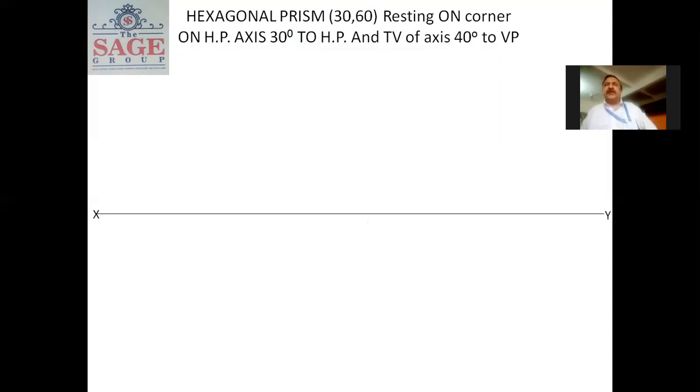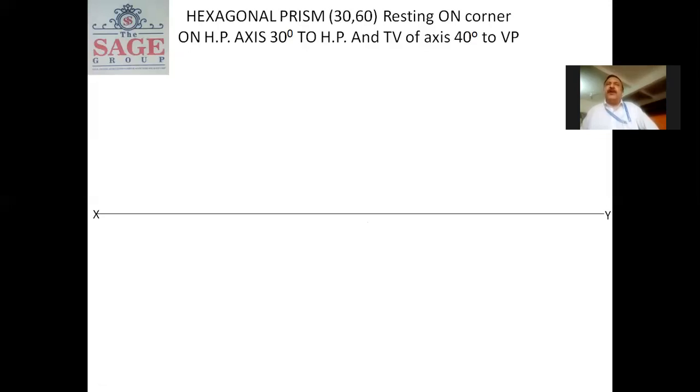Now start the question. Draw the XY line as usual. Then read the question and try to understand it clearly. It is resting on a corner and the axis is inclined 30 degrees to HP. As we know, the axis inclination is above XY, so the base we have to draw below XY. So start with the base. The base of a hexagonal prism is a hexagon.